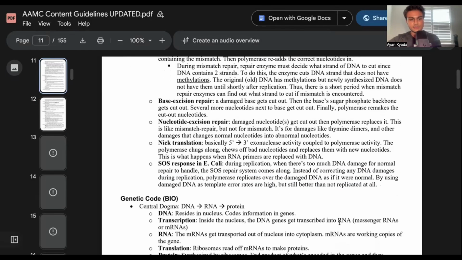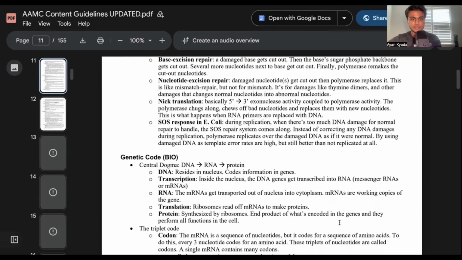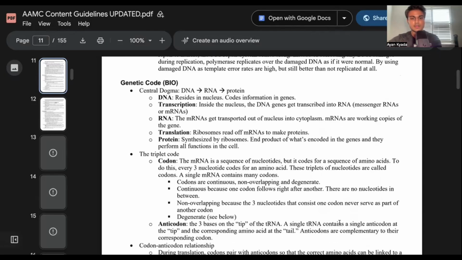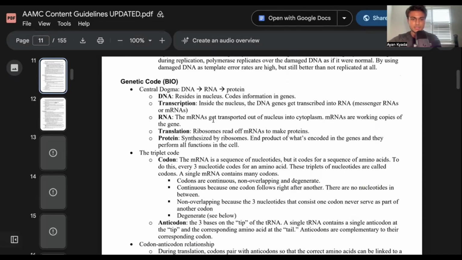And so that's going to wrap up our discussion of DNA replication. Now, moving down the central dogma, we're going to talk about transcription, which is the process of converting DNA into RNA.